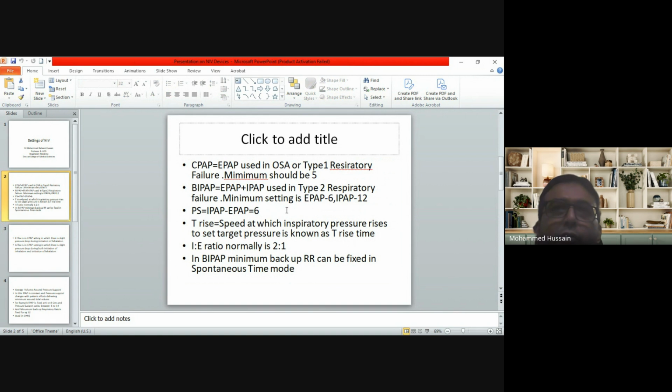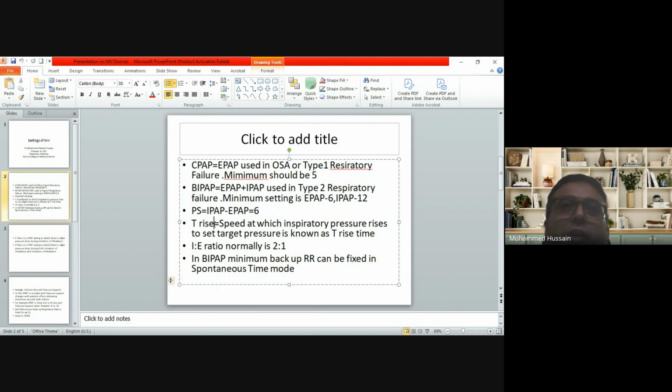expiration. So what will happen during exhalation? Your breathing muscles have to work against pressure, so it may produce pressure on your breathing muscles. So in BiPAP, you will give higher pressure during inspiration, and slight pressure during expiration, which will help assist the respiratory muscles in their effort. So the workload on the respiratory muscles will be less. So basically it is used in type 2 respiratory failure.